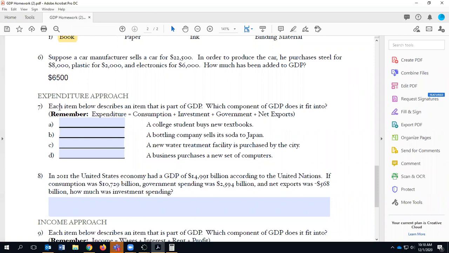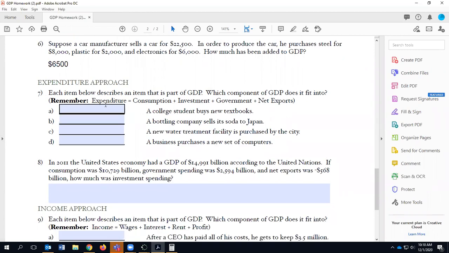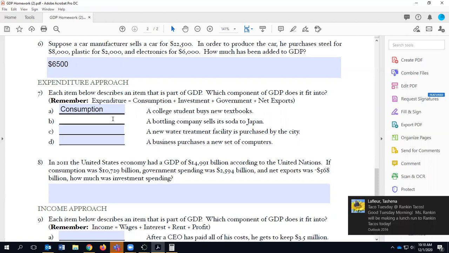So number 7 says, each item below describes an item that is part of GDP. Which component of GDP does it fit into? So remember, expenditure equals consumption, investment, government, and net exports. So a college student buys new textbooks. Is that consumption, investment, government, or net exports? Consumption. That's somebody buying something. So if a bottling company sells its soda to Japan, is that consumption, investment, government, or net exports?